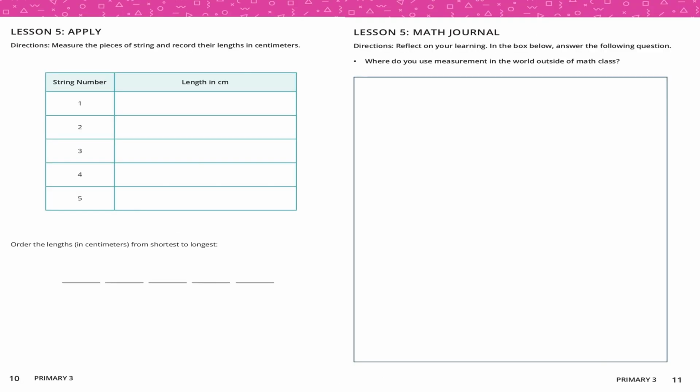Now let's apply to lesson 5. Measure the pieces of string and record their length in centimeter. We have some strings and we will measure their length in centimeter. The first one was 3 centimeter, then 9 centimeter, 11 centimeter, 5 and 7 centimeter. He is asking me to order the length in centimeter from the shortest to the longest. It means from the smallest number to the greatest number. So this is which order? Ascending order. So we will write 3, 5, 7, 9, 11.